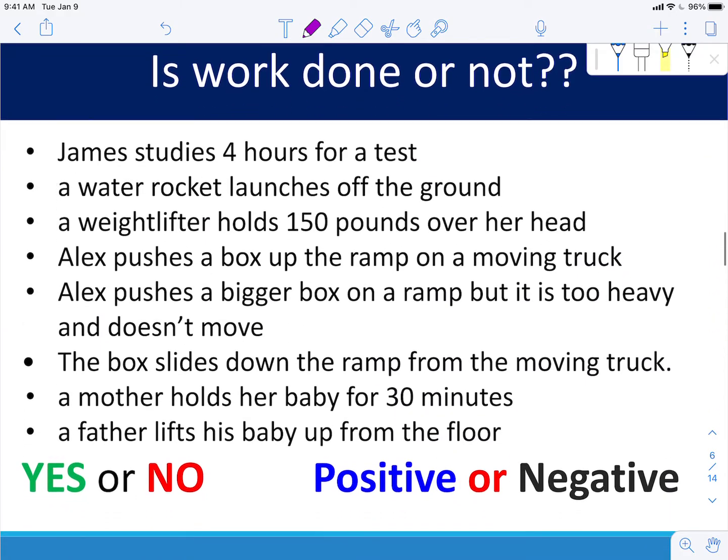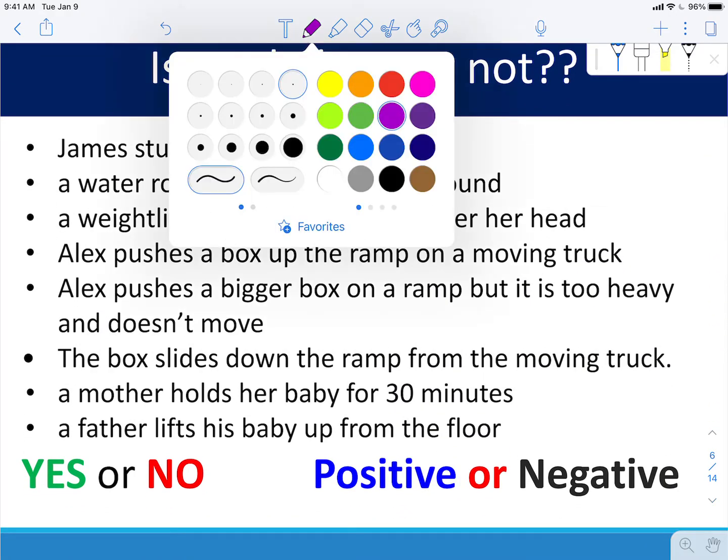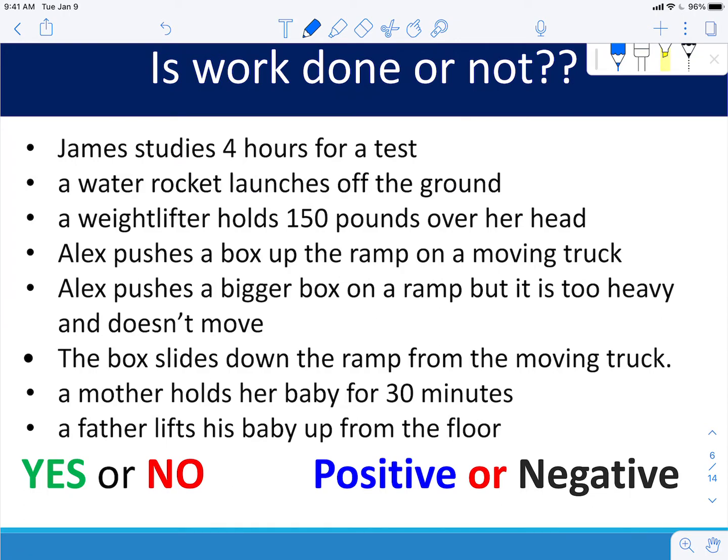So let's take a look at a couple examples here. So let's say we have James, and he studies for 4 hours for a test. Now that is our common definition of work. It is not work being done in a scientific sense. So I'm going to cross that out. A water rocket launches off the ground. There's a force, and force is applied in the direction of motion, causing acceleration. So yes, work is done here. So we have work happening. A weightlifter holding, here's a key thing, they're holding 150 pounds over their head. That is not work. No work done there. There is no distance moved.